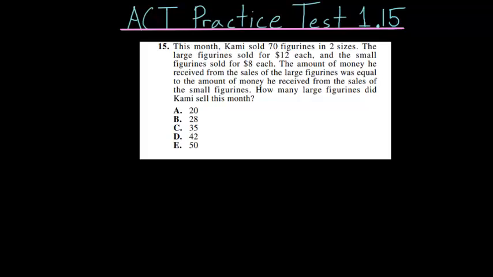For the 15th problem of this first ACT practice test, this month Cami sold 70 figurines in two sizes. The large figurines sold for $12 each, and the small figurines sold for $8 each. The amount of money he received from the sales of the large figurines was equal to the amount of money he received from the sales of the small figurines. How many large figurines did Cami sell this month?